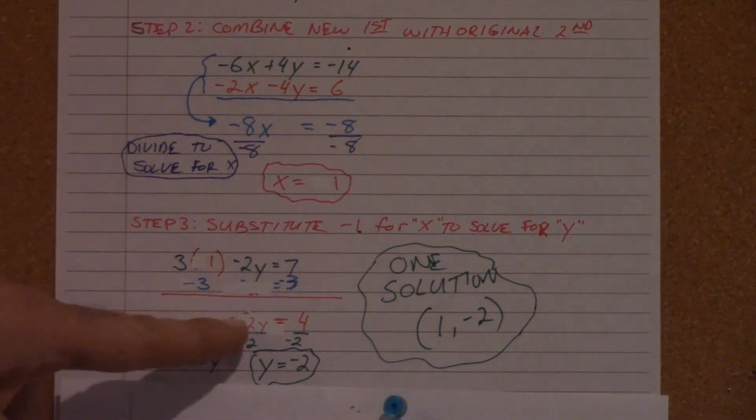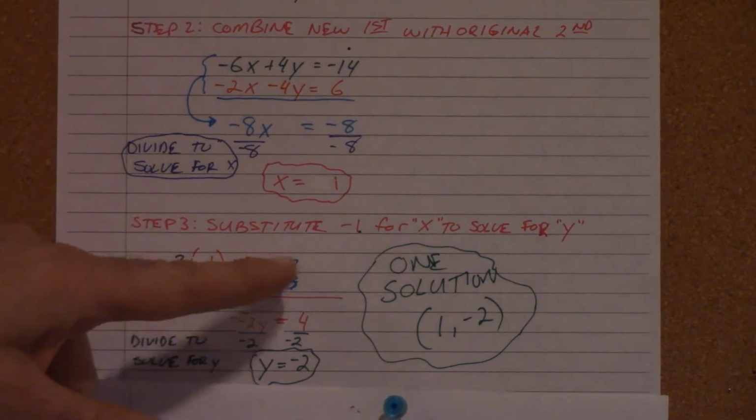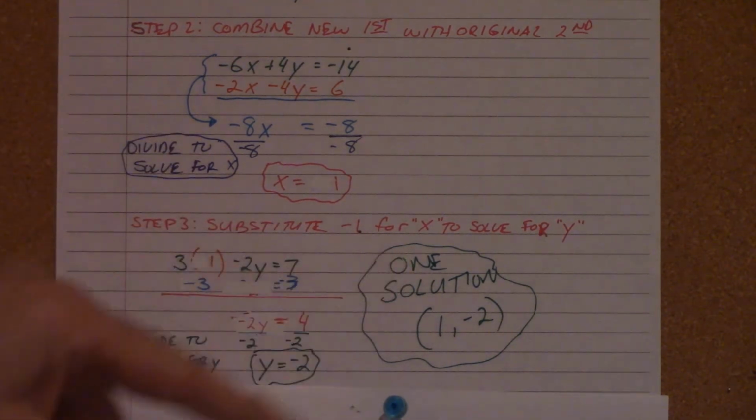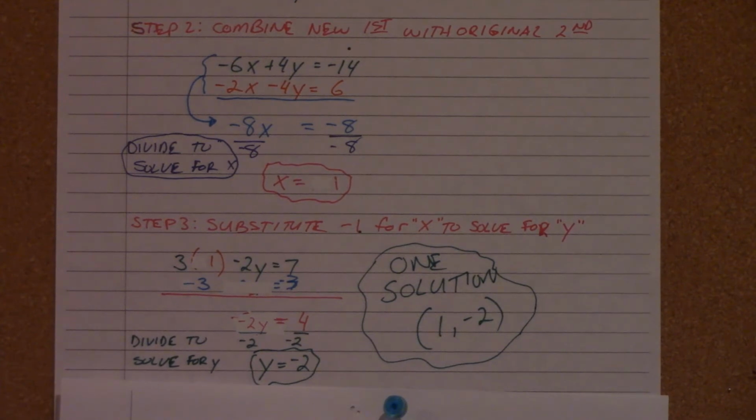I end up with 2y equals 4 because 7 minus 3 equals 4. Divide by -2 and I end up with y equals -2. So this has one solution: 1, -2. How do we know if that's right? Well, we'll have to check it.